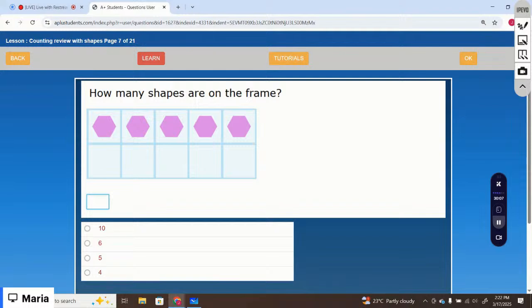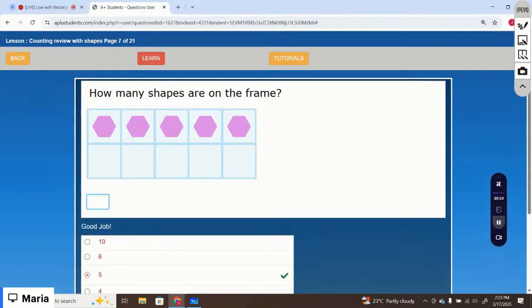How many shapes are on the frame? One, two, three, four, five. So there are five shapes on the frame. Option number three is the correct option.